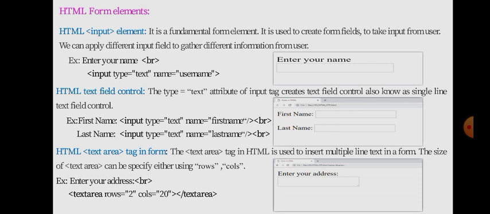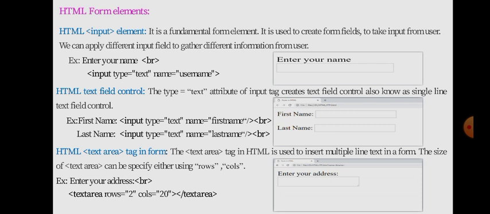Next one, HTML text field control. The type text, an attribute of the input tag, creates a text field control, also known as a single line text field control. It means the text field control's type is equal to text. It takes input from the users in a single line. It is mainly used for usernames, user email addresses, email passwords, etc.